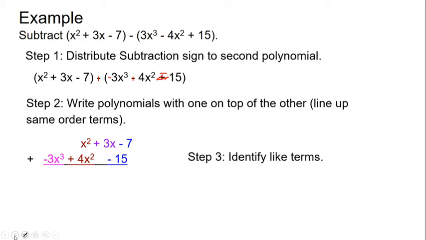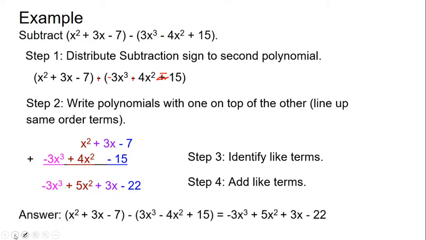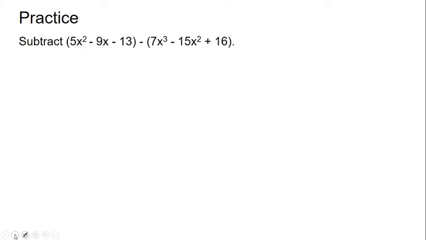And then our last step, of course, is now just to add the two polynomials together. And then we've got to check to make sure it's in descending order. Well, it's already in descending order, so we don't need to do anything beyond that. So our answer is just negative 3x cubed plus 5x squared plus 3x minus 22. So it's very similar to the addition, it just adds that one step at the beginning when you're doing subtraction. So now go ahead, pause the video, and see if you can complete this one on your own. Now that you've tried it on your own, let's go ahead and do it together.